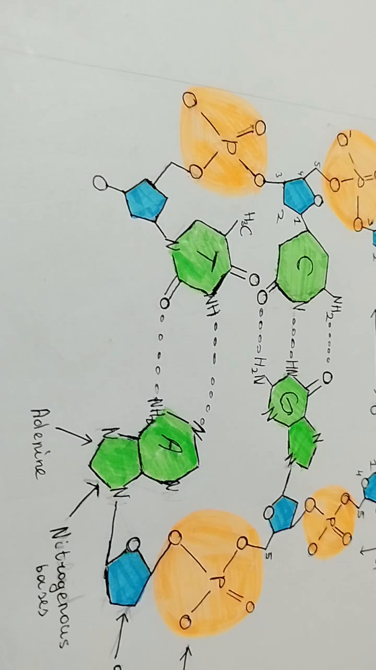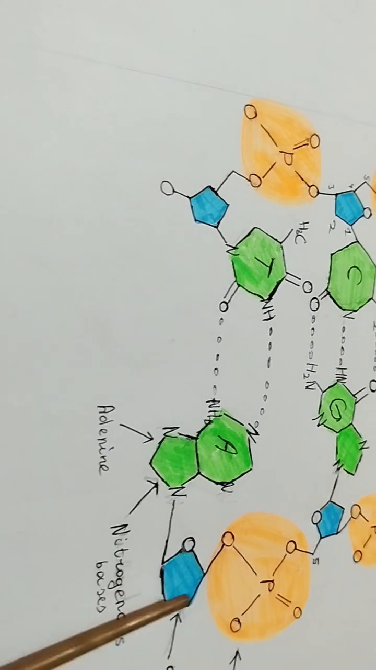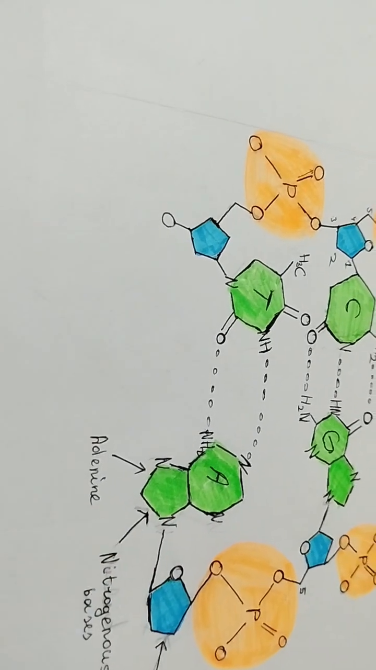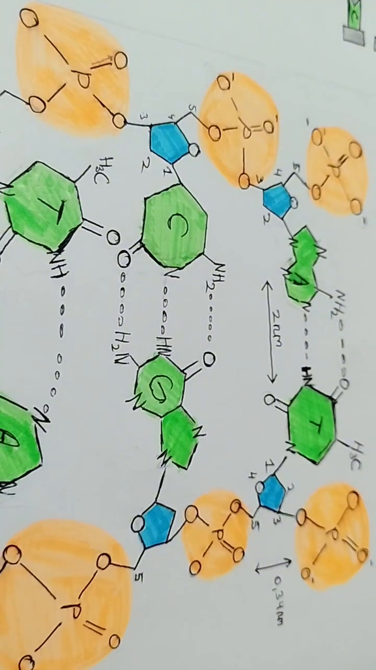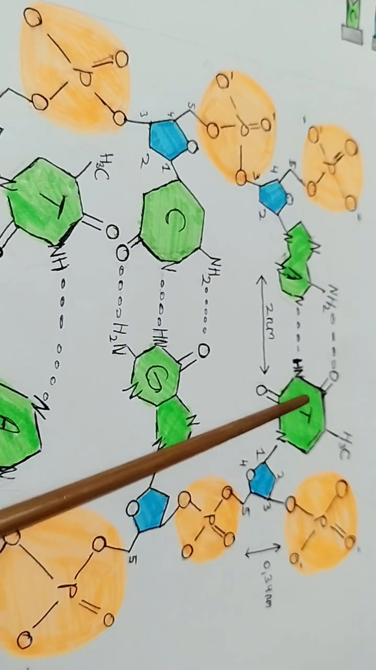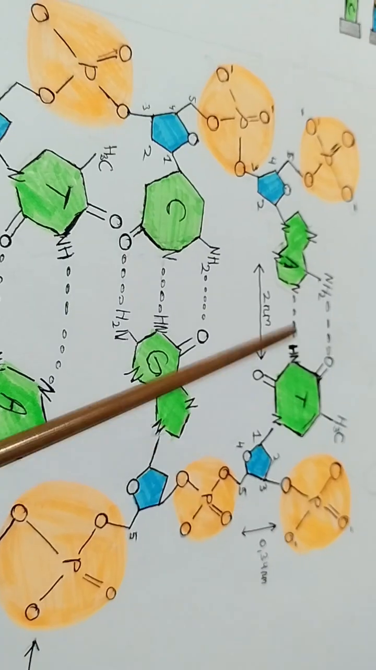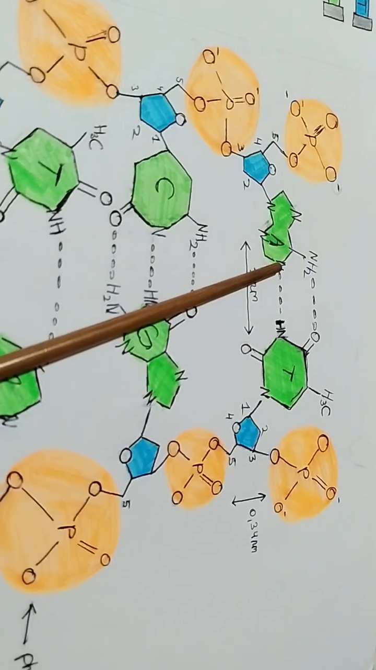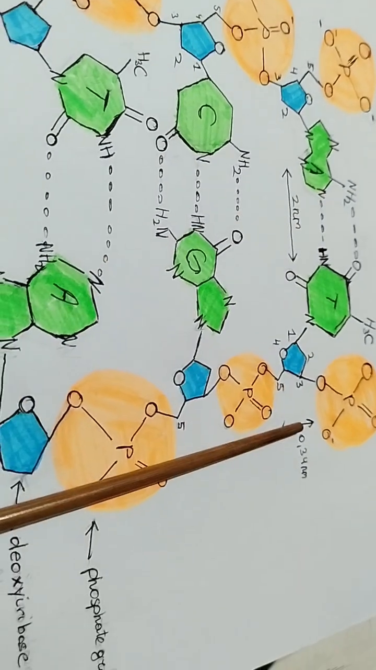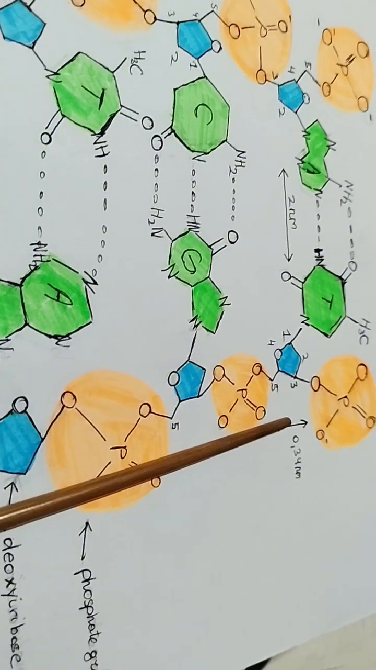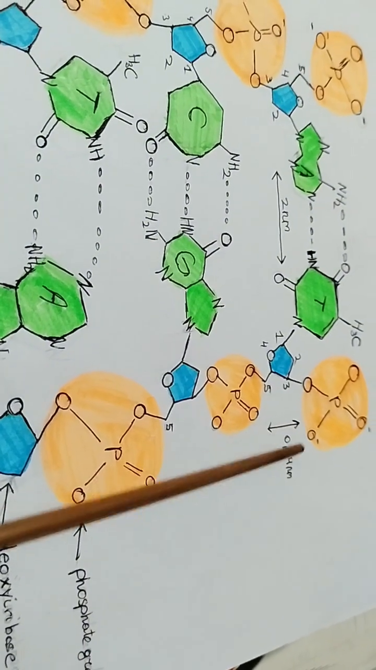If you look more closely at the nucleic acids, we can see the difference between them. So, look more closely. The distance between each pair of nucleotides is 2 nanometers, and between adjacent nucleotides it is 0.34 nanometers.